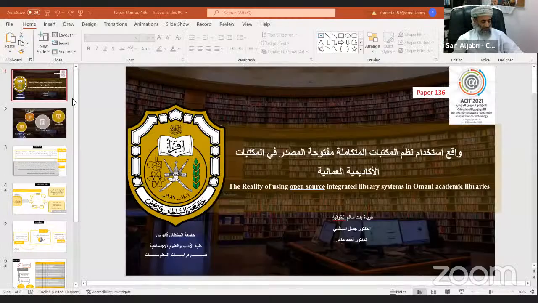The last paper in this session is entitled "The Reality of Using Open Source Integrated Library System in Omani Academic Libraries." The authors of this paper are Farida Tawfi, Gamal Salmi, and Ahmed Shahata. Farida will present. Are you with us, Farida?